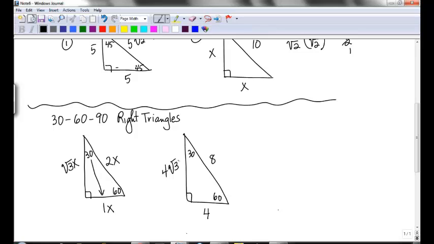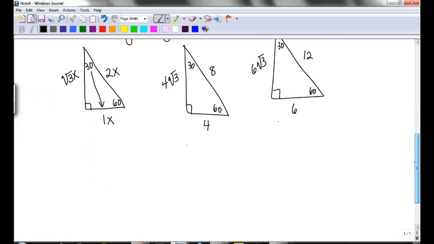Okay? Now let's turn it around. Let me give you some others. Let's say this is 30, 60, 90. And let's say I gave you this hypotenuse was 12. Now, don't go to the longer leg. Go from the hypotenuse to the shorter leg, half of it, which would be 6, and then 6 radical 3. Okay?